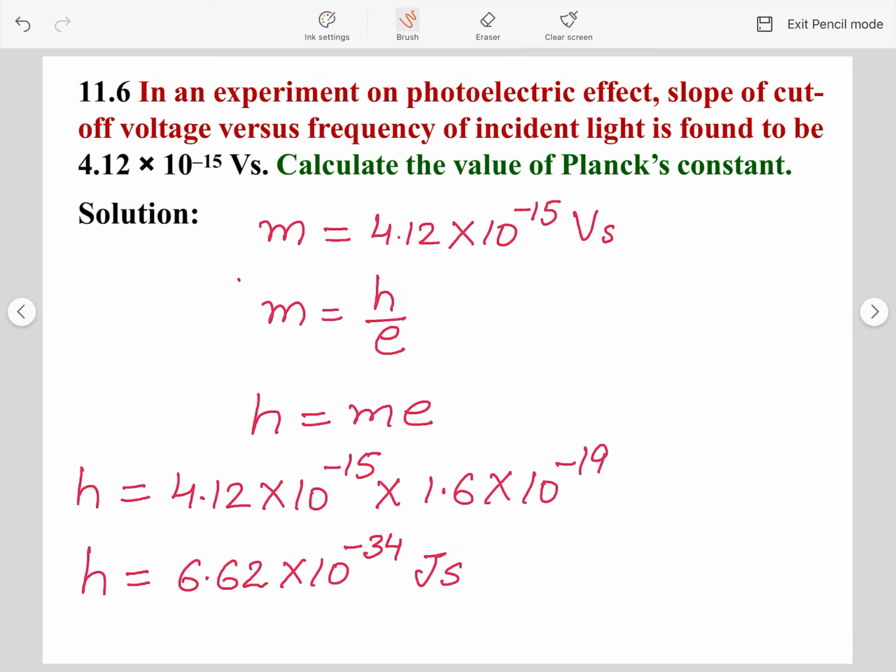So here this is the formula. Slope of what? Slope of voltage versus frequency graph. Okay, slope of voltage versus frequency graph, that is given by h upon e. Is it clear?